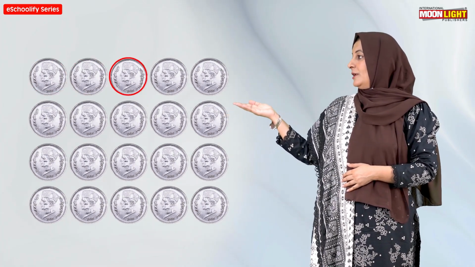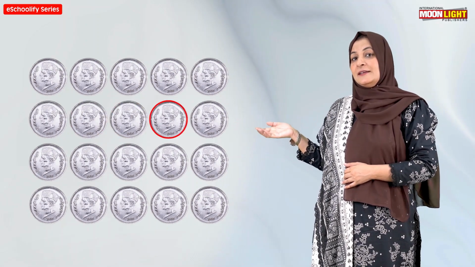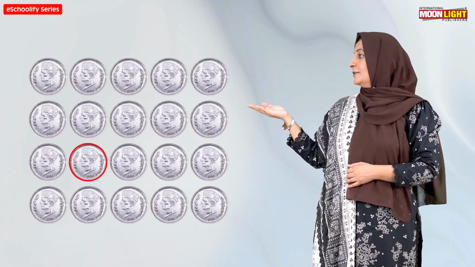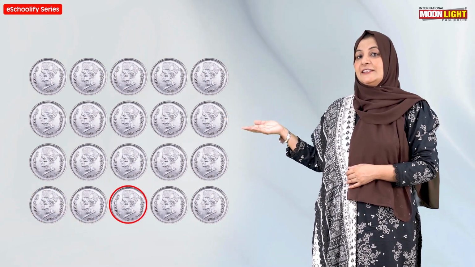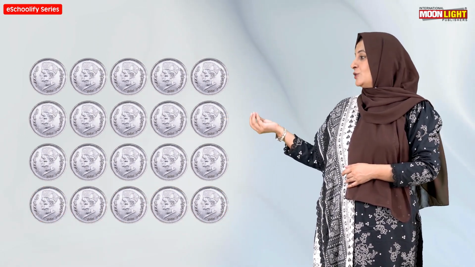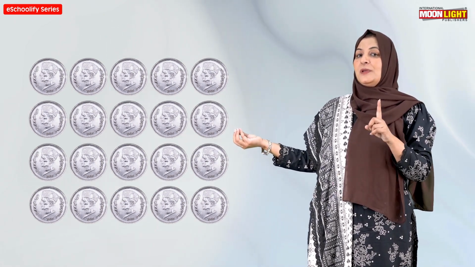Let's count with me. 1, 2, 3, 4, 5, 6, 7, 8, 9, 10, 11, 12, 13, 14, 15, 16, 17, 18, 19 and 20. 20 coins. How many coins are there? 20 coins of 1 rupee.